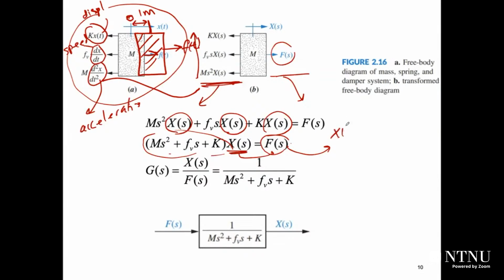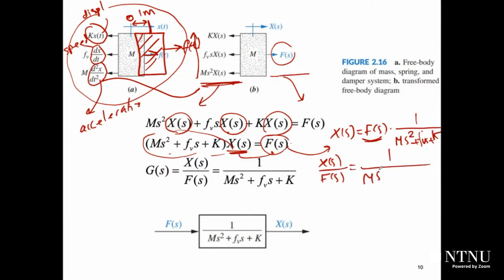So it will be x of s equal f of s multiplied by 1 divided by ms squared plus fvs plus k. And again, divide both sides by f of s. So it will be x of s divided by f of s equal that part, which is ms squared plus fvs plus k. So now we have my transfer function. We'll call it g of s, which is the output divided by the input at zero conditions.